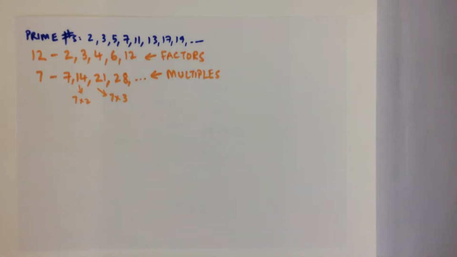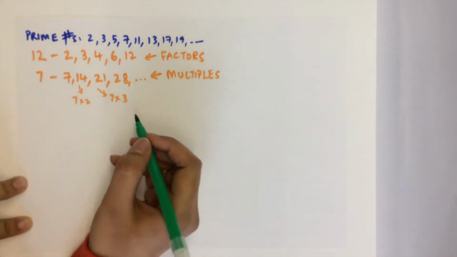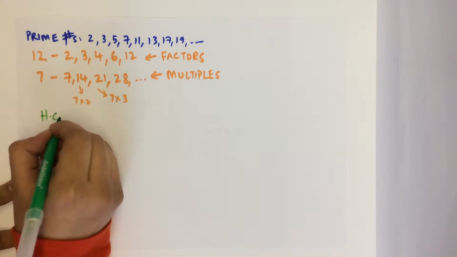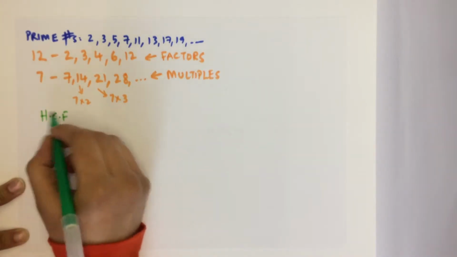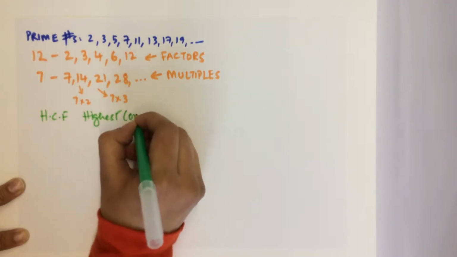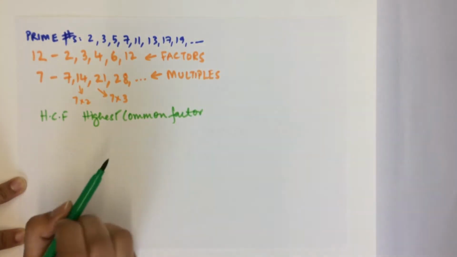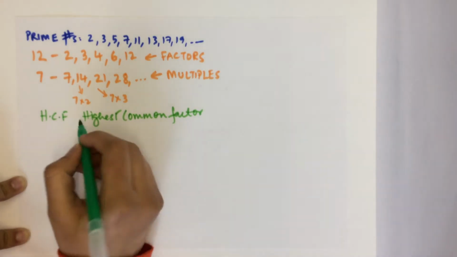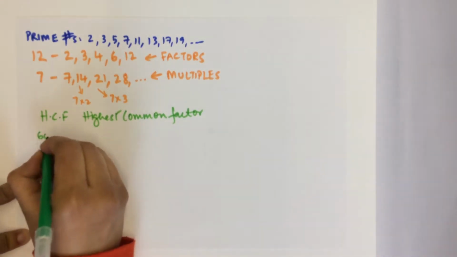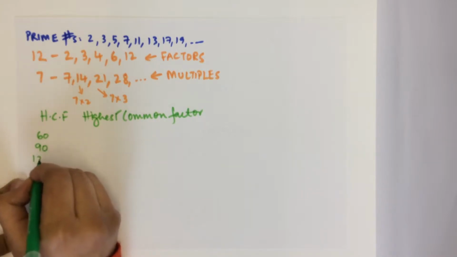When the concept of factors and multiples is clear, let's move on to two very famous terms when you talk about basics of math, which are HCF and LCM. HCF is an abbreviation of highest common factor. So we're talking about factors here. Let me explain this by using an example. For example, we need to know the highest common factor of 60, 90 and 120.